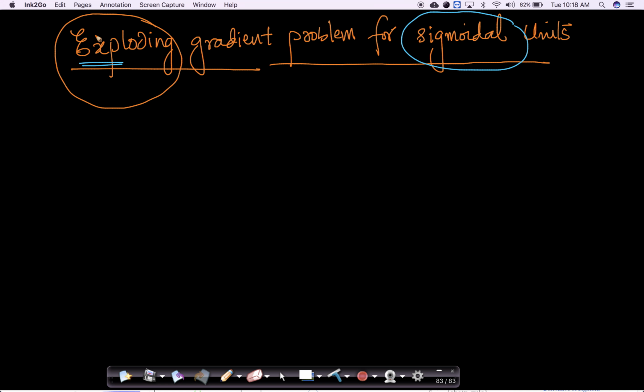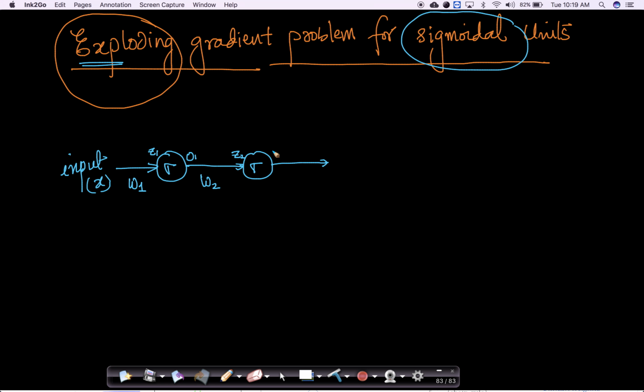So let me construct an example to make this clear to you. I'll construct a very simple multi-layered perceptron. Let's assume I have my input, which is x, and I'll just draw one path for simplicity. I have a sigmoidal activation unit with weights W1, and the input that goes into it, let's call it Z1. The output that it generates, let's call it O1, goes into the second sigmoidal unit. Again, there are weights W2 here, the input here is Z2, and the output here is O2.